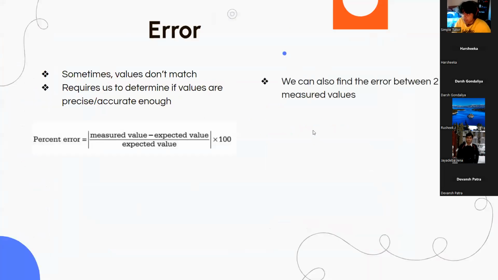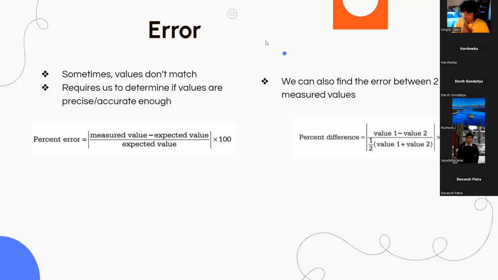As mentioned, this is not something we're really requested to do as much in physics, but we can find the error between different measured values. This is the formula for that: value 1 minus value 2 over the average of value 1 and value 2. This is simply 1/2 times value 1 plus value 2, times 100. The reason we find the average is to make our measurement more precise, because we're measuring between 2 measured values and not 1 known or expected value, which is inherently correct.